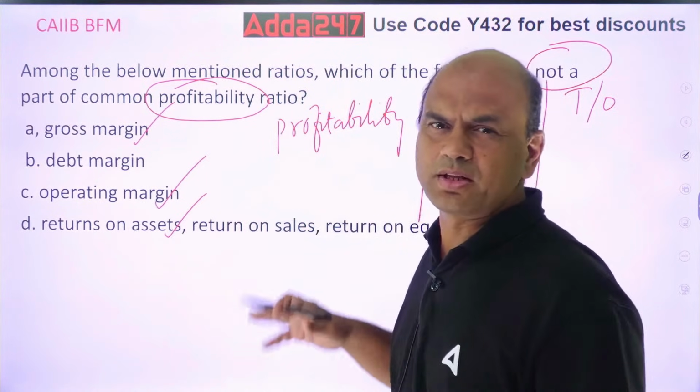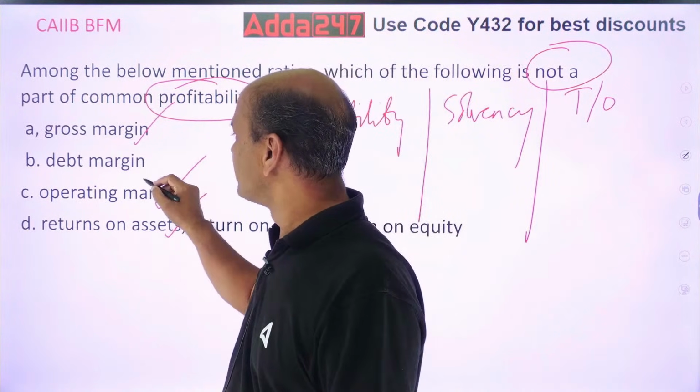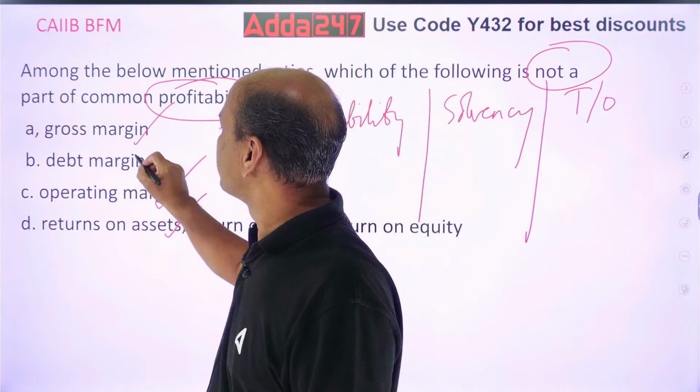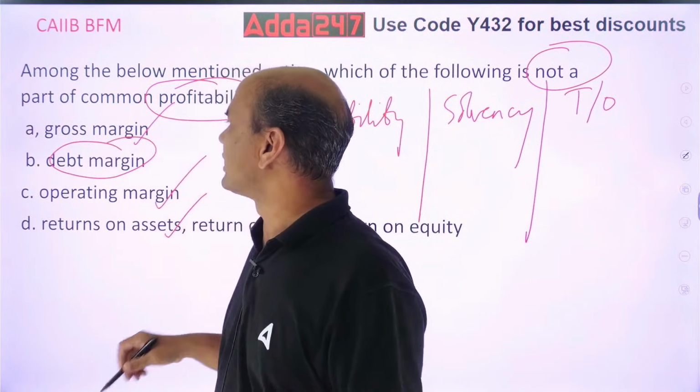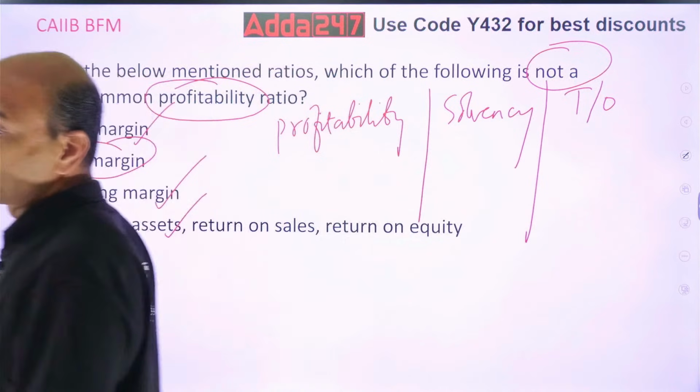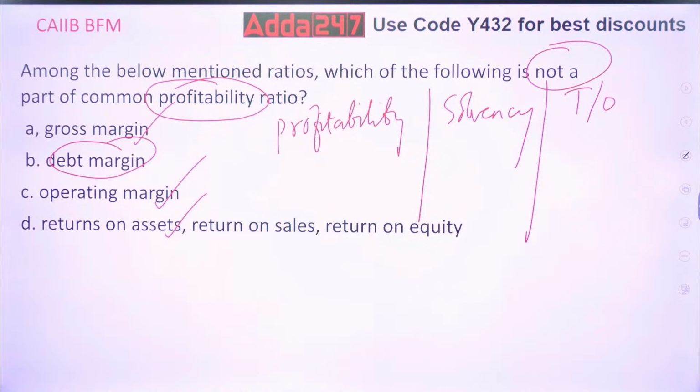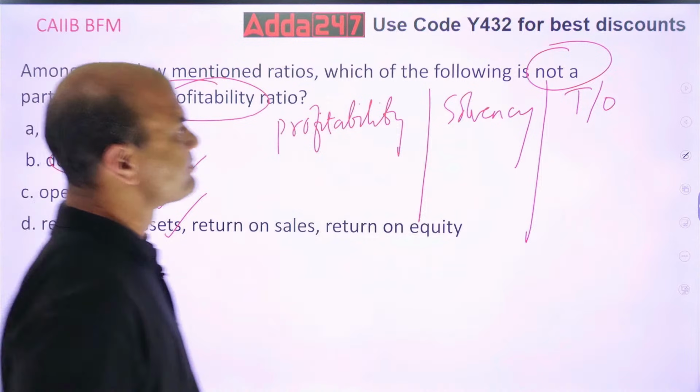The remaining ones I'll explain whenever the topic comes. So the required answer is this: debt margin is not part of your profitability ratios. Got it? Debt margin is the answer.